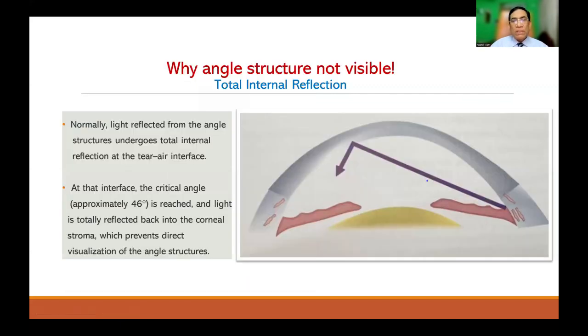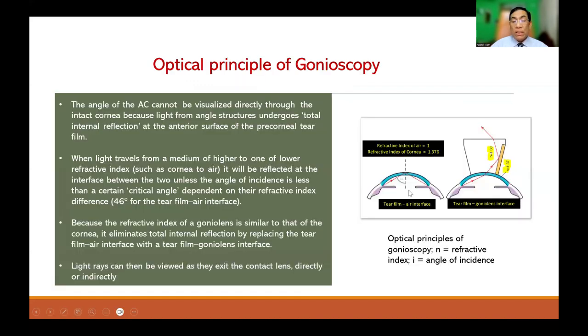But can we see the angle with a torchlight or slit lamp? No, because there is total internal reflection. We know that the refractive index of the cornea is nearly 1.4 and that of air is 1. So when light goes from higher density to lower density, it bends totally back to the same side: total internal reflection. But if you put a lens here with a refractive index similar to the cornea, like 1.50, then the light ray can pass through the cornea and go to the mirror or the lens, and you can see.